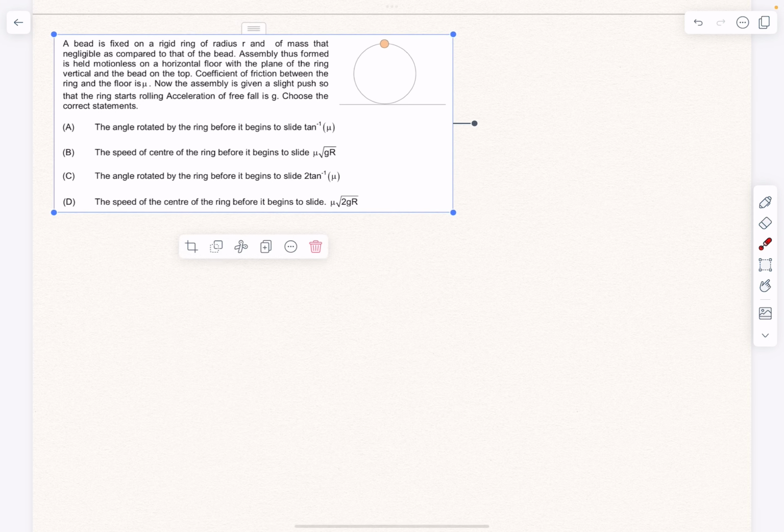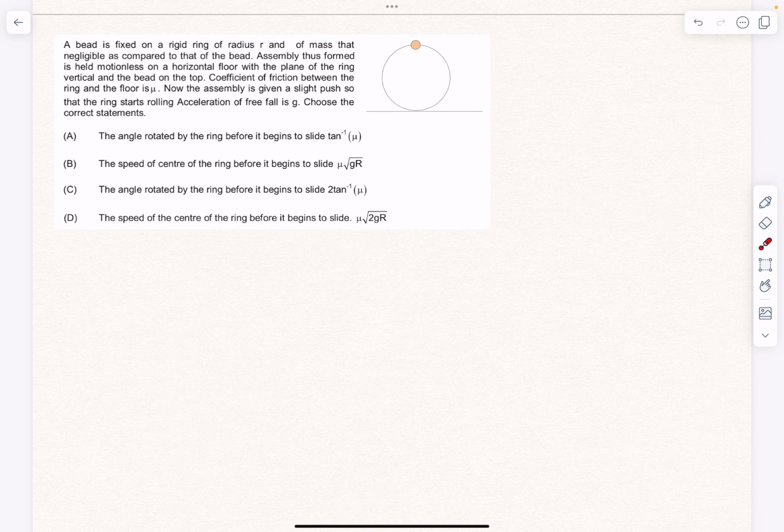So the first problem is pretty good to revise when and how to apply tau equal to I alpha. Give this problem a good try guys and then check out the solution.